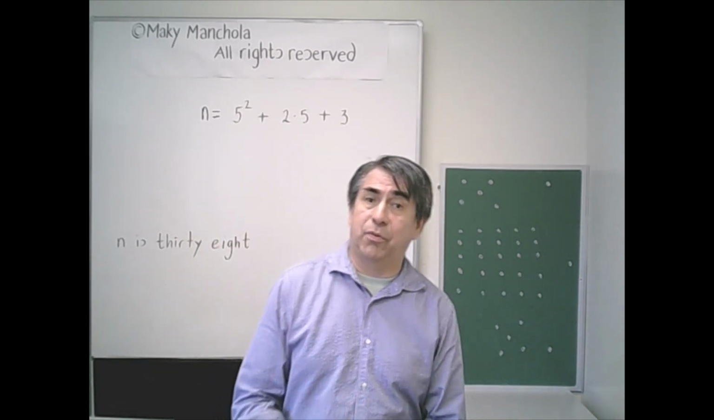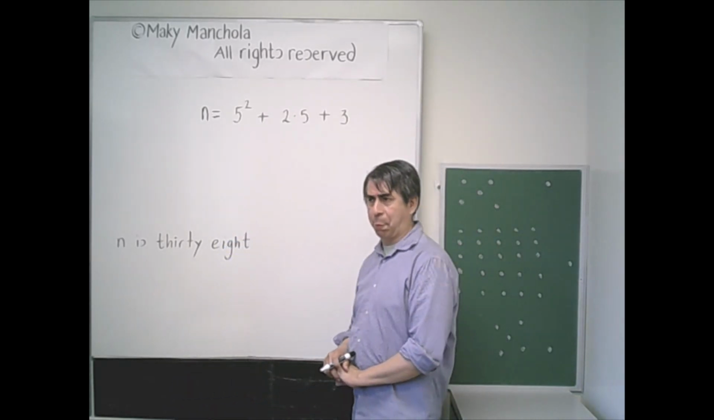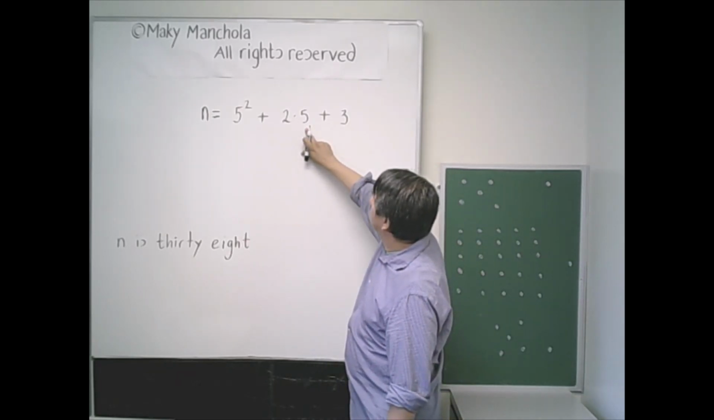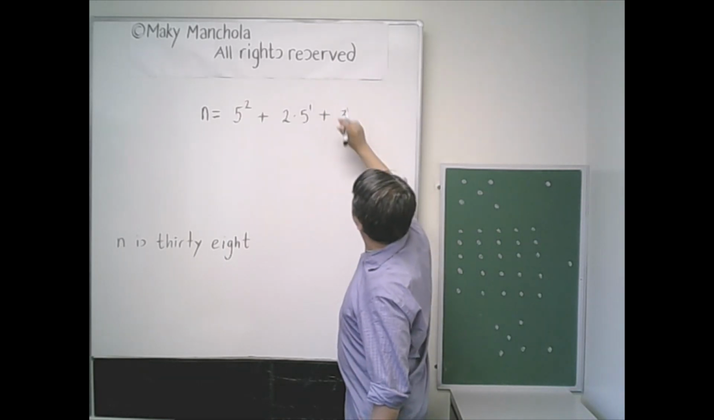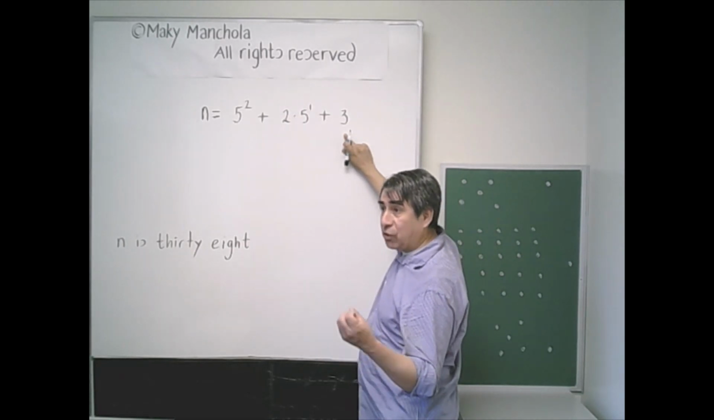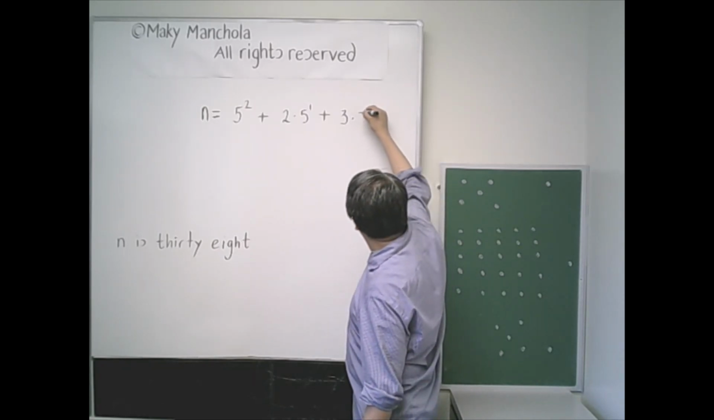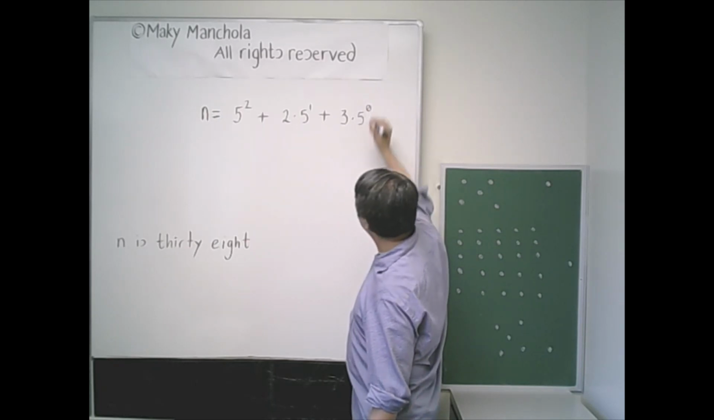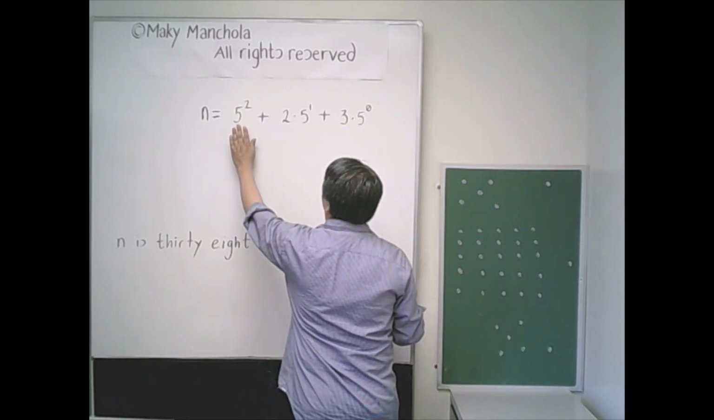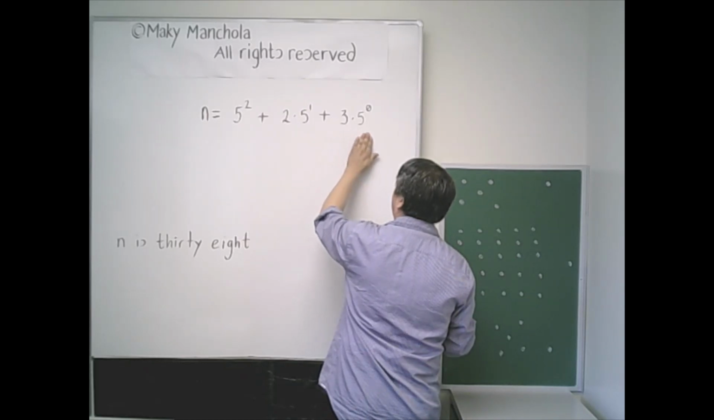Now we're looking at this number written as a combination of powers of 5. What powers of 5? Well, I have 5 squared. I have 2 times 5 to the first, and then I have 3 times 5 to the 0. I can put 3 times 1, which is the same as 3 times 5 to the 0. So my number 38 has been written as 25 plus 2 times 5 plus 3 times 5 to the 0.